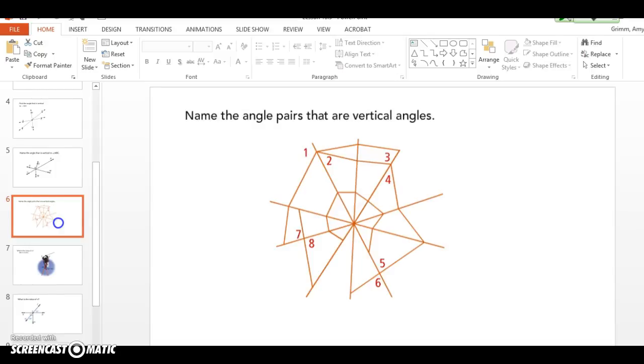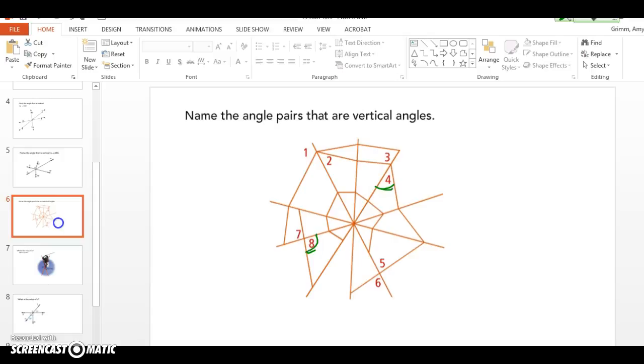Okay, name the angle pairs that are vertical angles. So remember, we can name angles with letters or numbers. So here you would say, I think angle 1 and 5 are vertical. So give me some angle pairs you think are vertical angles. Isabel. Angle 4 and 8. Okay, are they directly across from each other? 4 and 8?